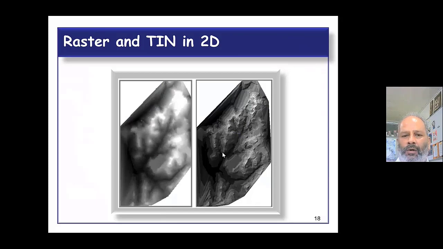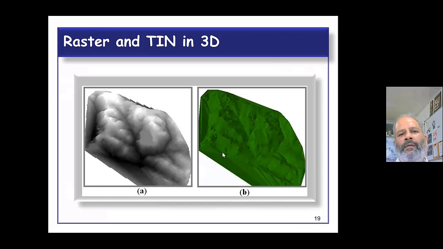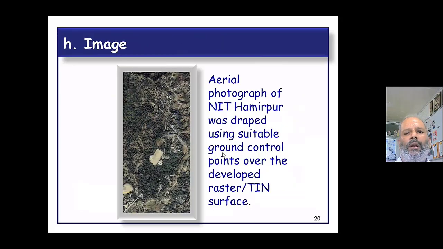Now, the two surface models that we have developed, one is the vector, another one is the raster. This shows the 3D view of TIN and raster. So first is the raster and second one is the vector, which we call TIN. Now what we'll do, we will take an image and drag this image on the surface that we have created. And this image will give a realistic view.